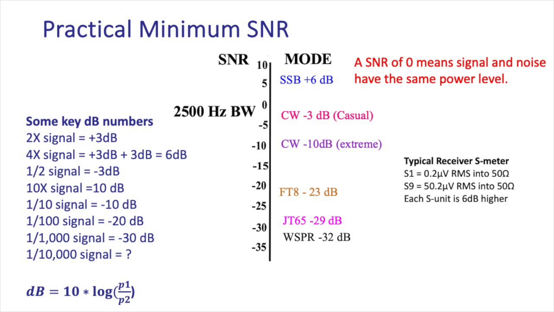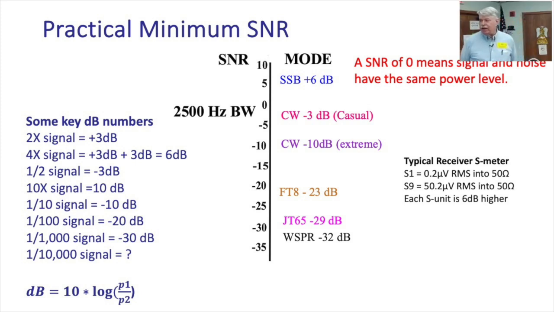Minus 10 dB is considered extreme. I've heard of people that do moon bounce by CW. Some claim that they've been able to copy minus 14. Maybe, I don't know. Then we go down to FT8, it's minus 23 dB. So minus 20 dB is 1/100th, but 23 is another doubling of that. So essentially, if the signal on FT8 is 1/200th of the noise level in your receiver, you should be able to copy that with FT8, which is pretty impressive when you think about it. And there's some other modes we'll talk about that go down even deeper into the noise.